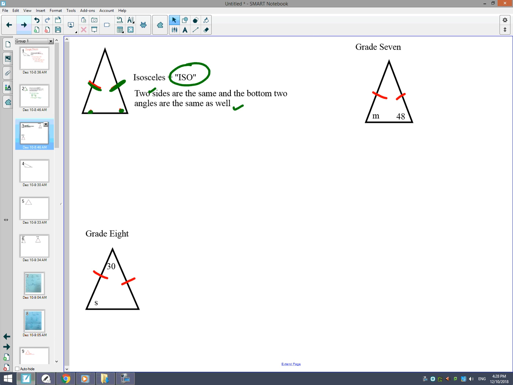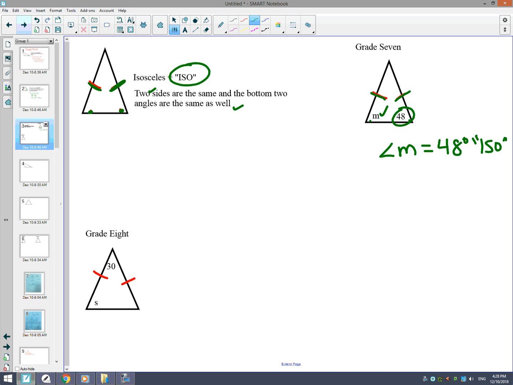Grade 7s simply have to say that they know that this is an isosceles triangle because of those, and they know that those two angles are the same. So they will be given a question like this, and they will simply have to say angle M is equal to 48 degrees because of iso. Iso tells them that the bottom two angles will be the same. So if this one here is 48, that one there is going to be 48.